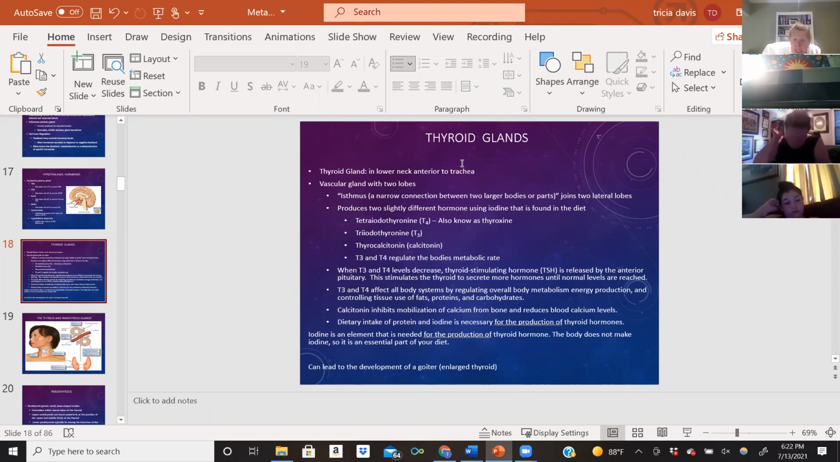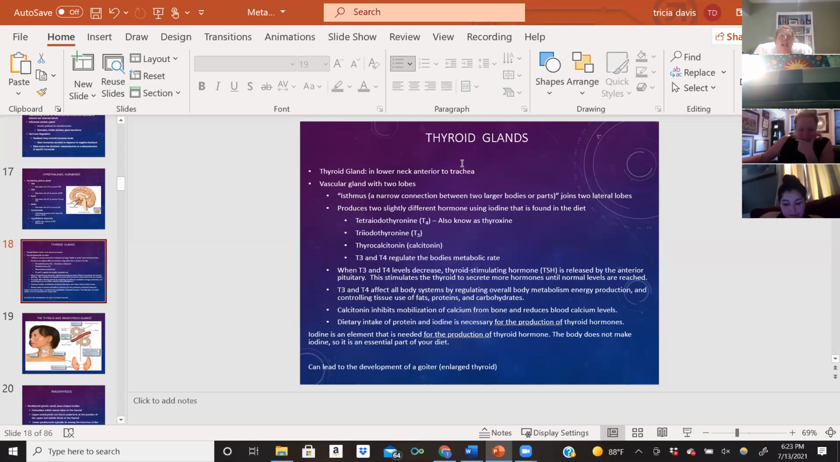And then we have to pull labs and look at these levels to see what's going on. So when our T3 and our T4 levels start to decrease, which means we don't have enough in the body, then the thyroid stimulating hormone, which is called TSH, I keep saying that backwards, is going to be released by the anterior pituitary. When that is secreted, it's going to stimulate the thyroid to secrete more hormones until the normal levels are reached. T3 and T4 affect all of our body systems because they help regulate all of our metabolism, energy production.